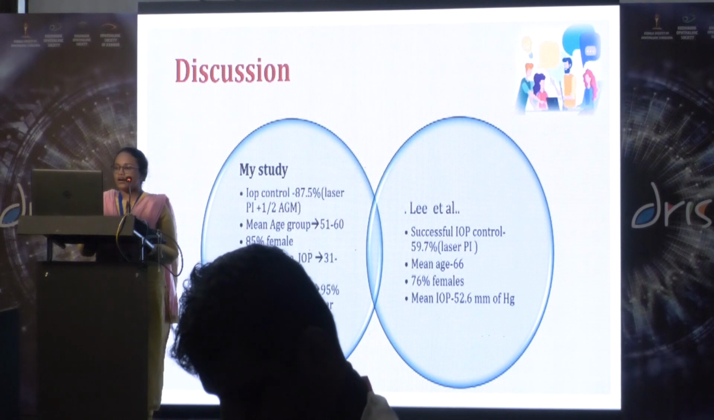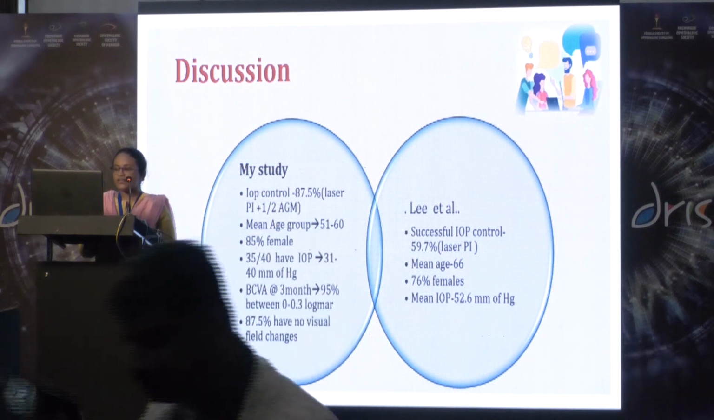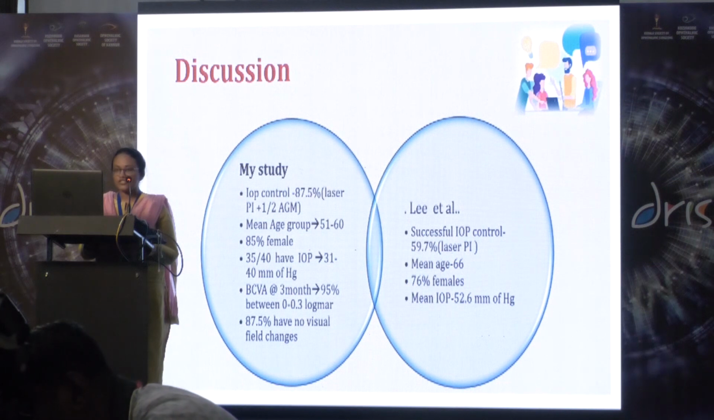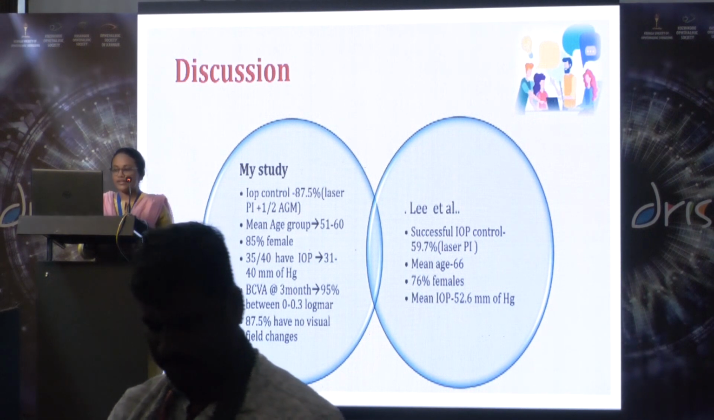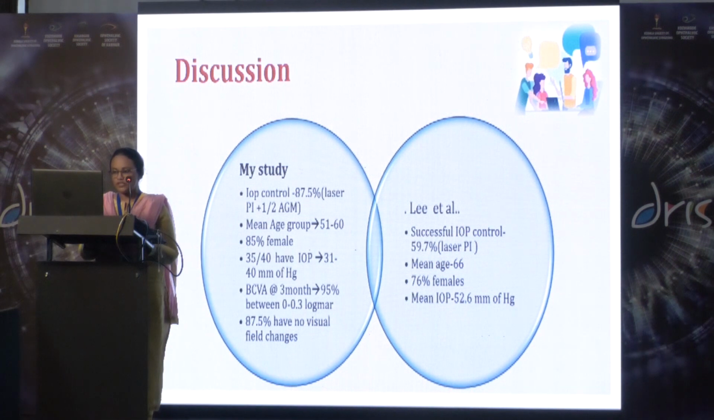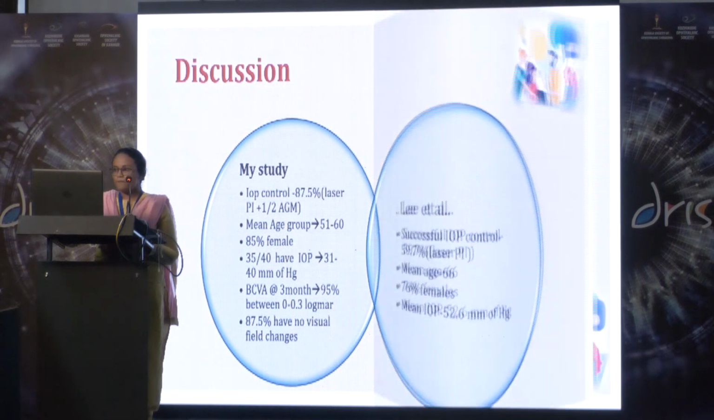Discussion. In my parent study, Lee et al., a successful IOP control was seen in 59.7% of the patients after laser PI, and the mean age was 66 in that study, and 76% were female, and the mean IOP was 52.6 millimeters of mercury. In my study, IOP control was obtained in 87.5% of the patients, and the mean age group was 51 to 60, 85% were female. And the IOP was between 31 to 40 in 35 out of the 40 patients at the time of presentation.